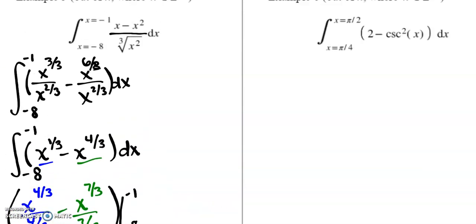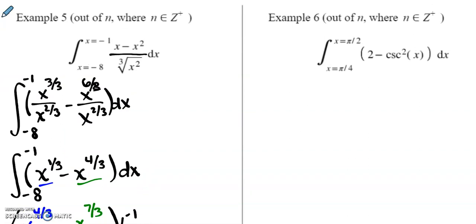All right, so let's see, what are we on? Oh, example 6 out of n. When will these n's ever end?